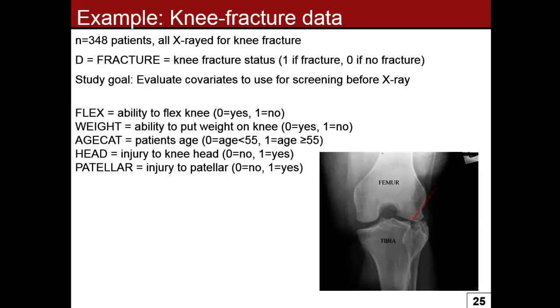So here's an example of knee fractures. This is not me. I wish I had my X-ray, but I don't. Here's an example where we have 348 folks, and the outcome is fracture or no fracture. Imagine you're in a world where there's no X-rays, and all you have is physical observations on the patient.